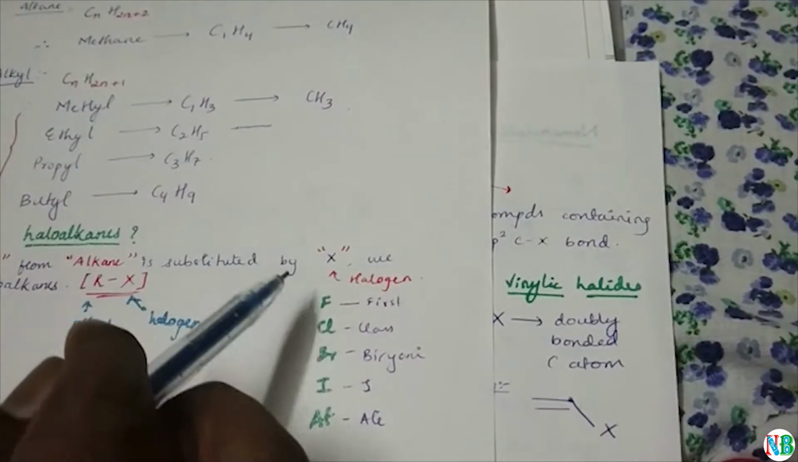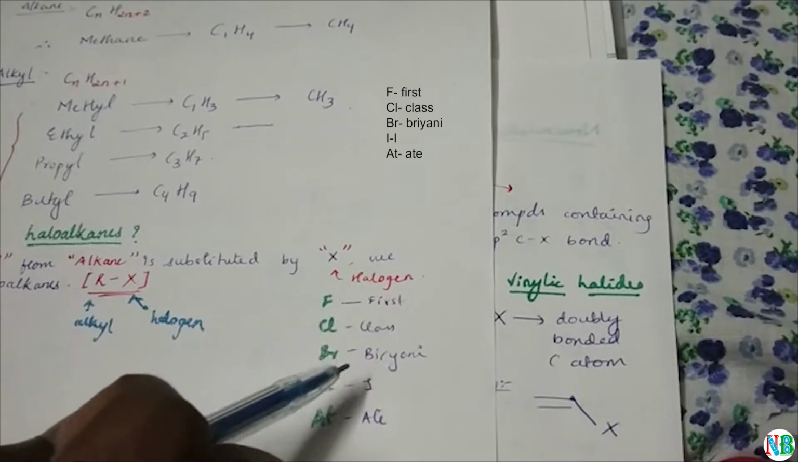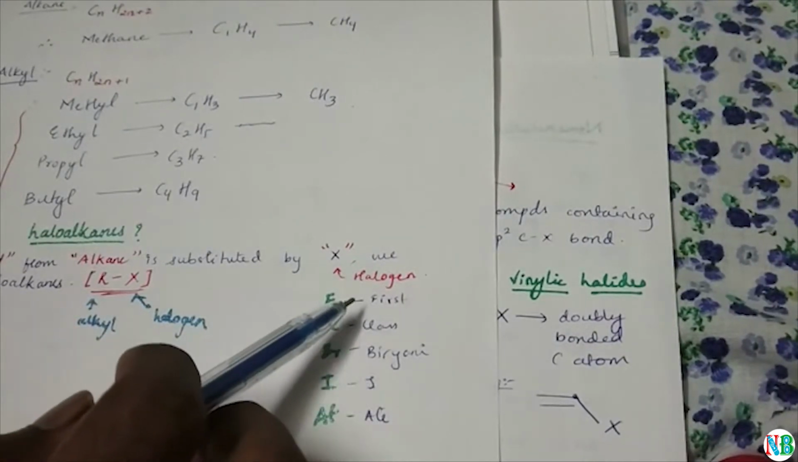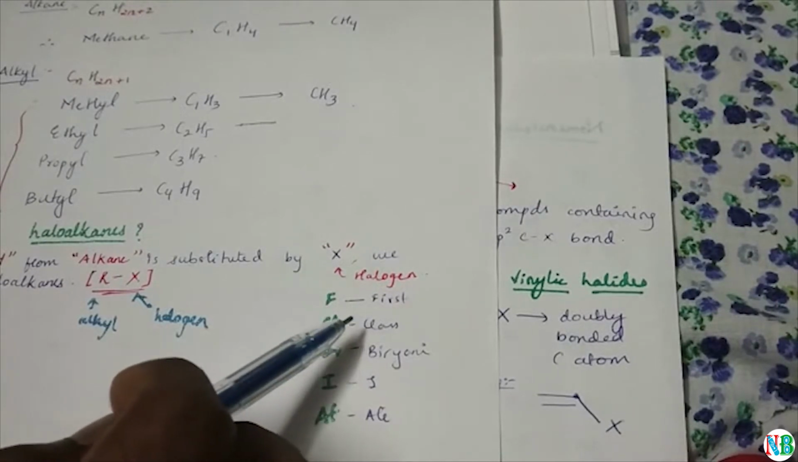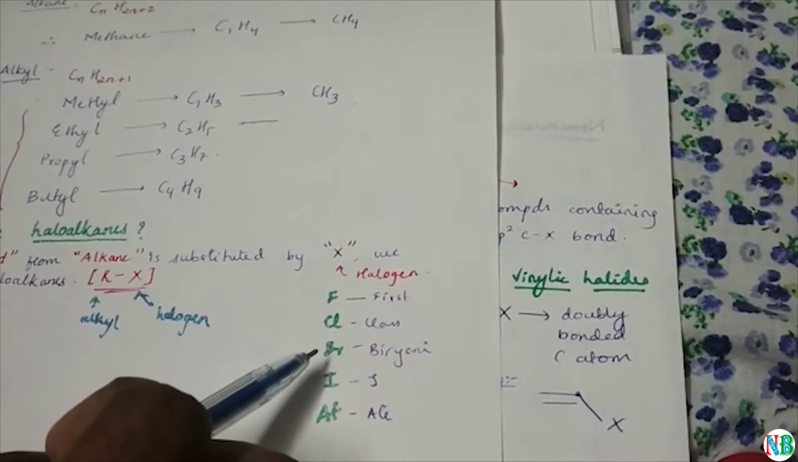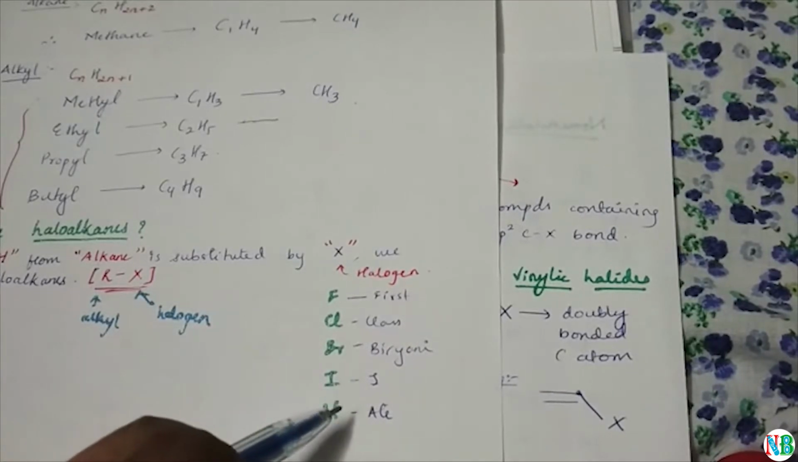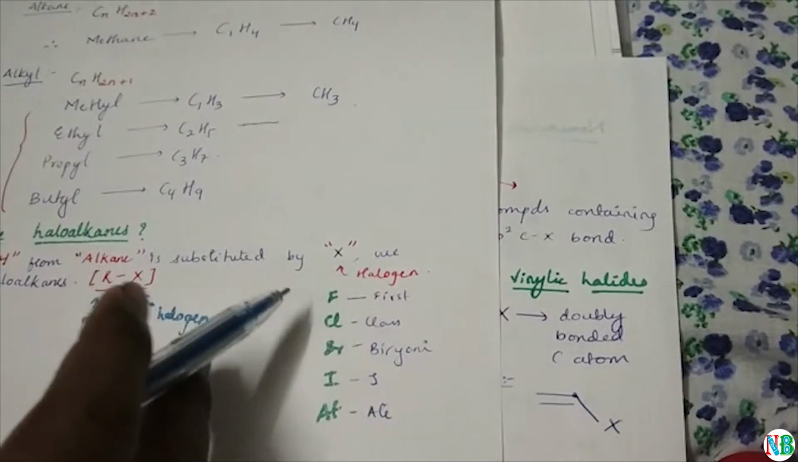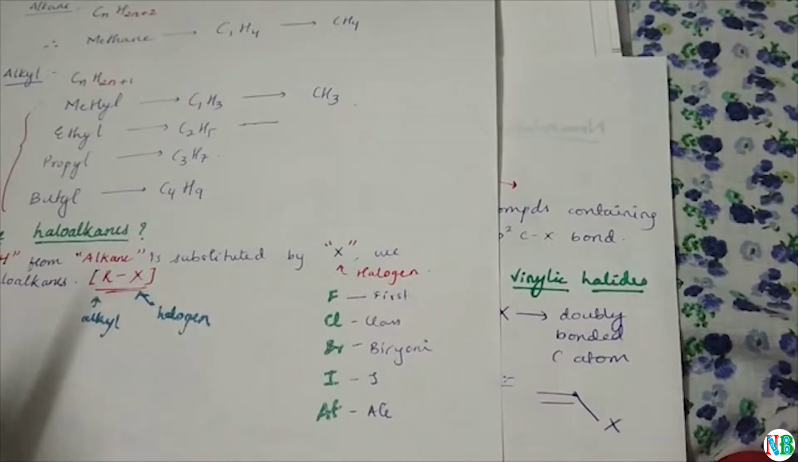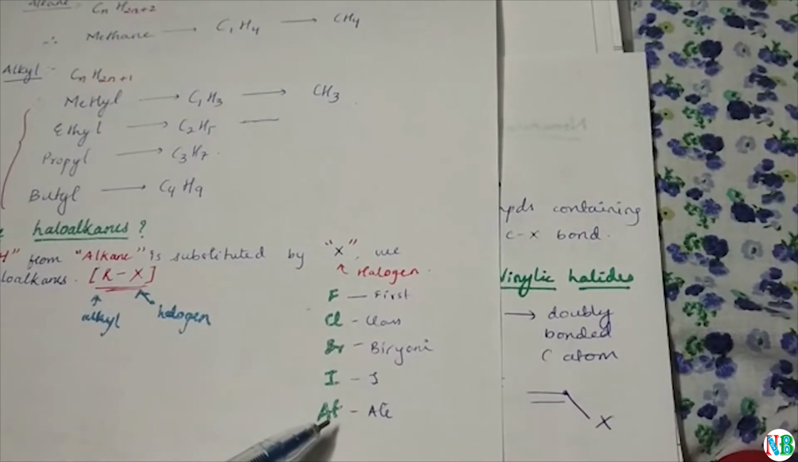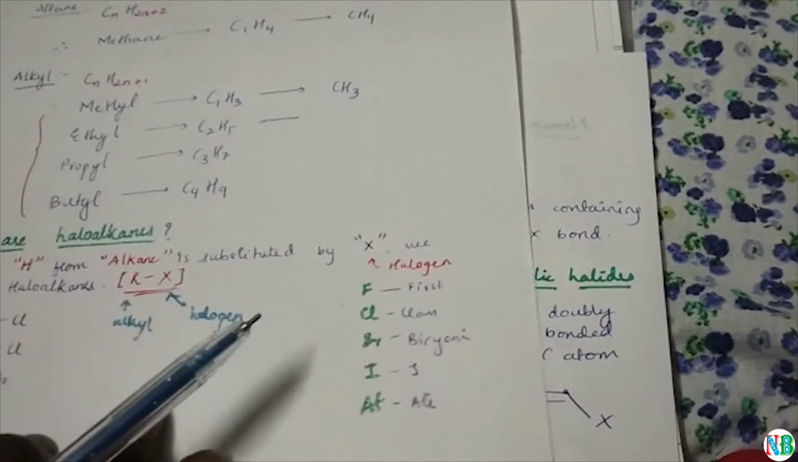Okay, to sum it up in short form, first class biryani I ate. F stands for fluorine, Cl stands for chlorine, Br stands for bromine, I stands for iodine, and At stands for astatine. So in this way we can summarize our halogens. So we have 5 halogens, out of which 4 are usually used and astatine is not used.